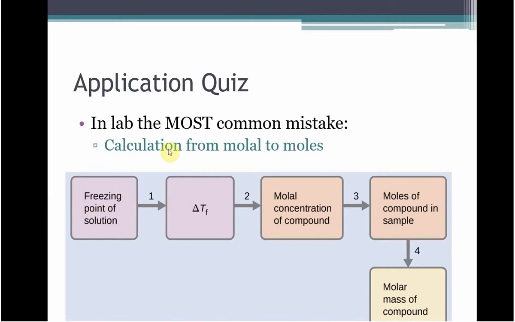Biggest mistake is going from molality to moles. People forget to multiply by the kilograms of solvent. Please make sure you're multiplying by kilograms solvent. The moles that you're using in lab this week is very, very small. It's usually to the -3 exponent, I think.